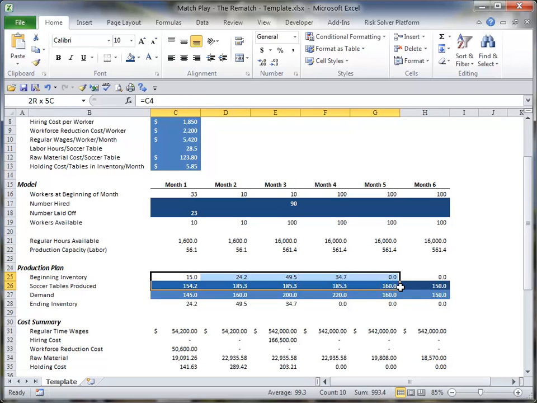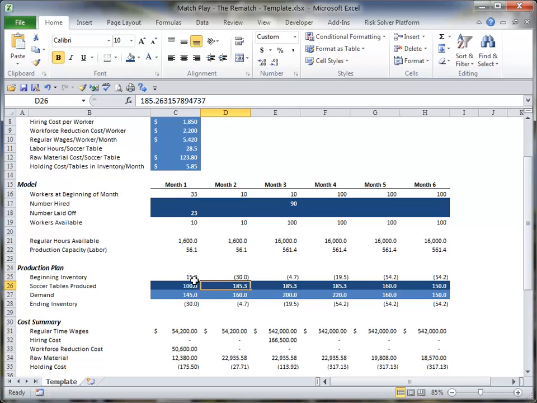Now again, we've already tested the production plan, but we can go ahead and put in numbers here and double check these, and you can see again that 115 minus 145 would not be realistic. We would be at a negative 30.